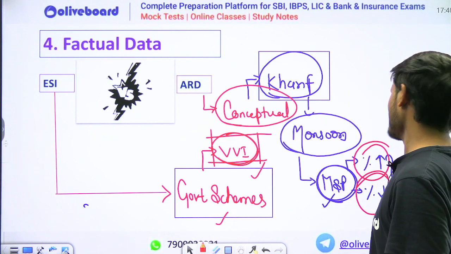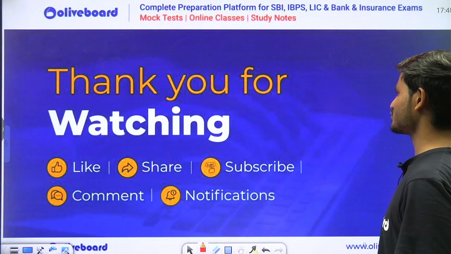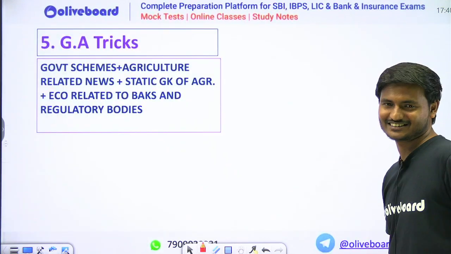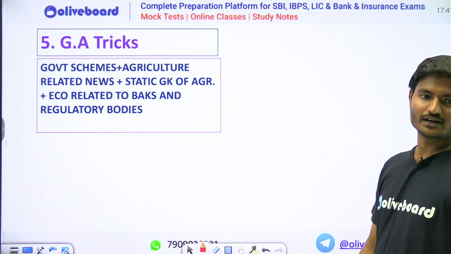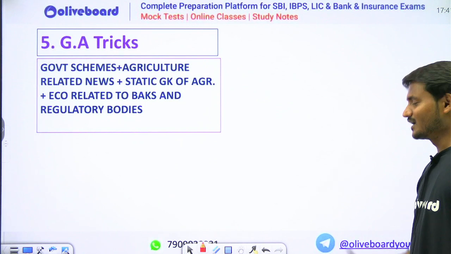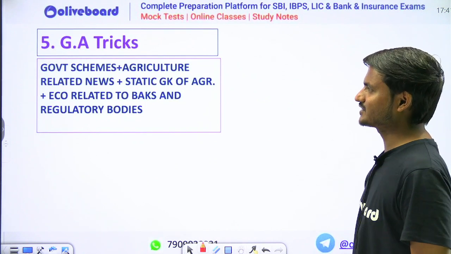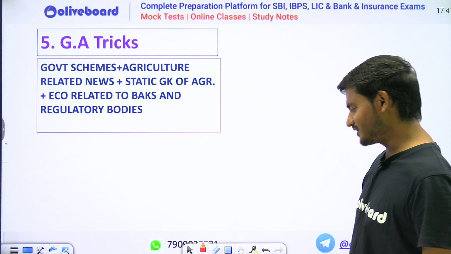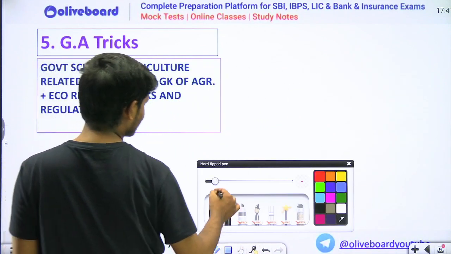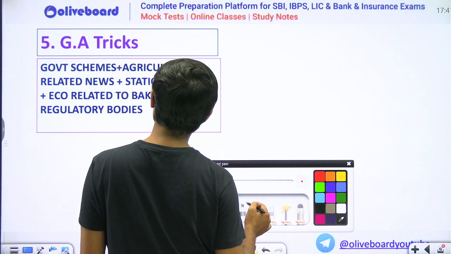Okay, now let's move forward with the last cheat code, and that is the GA cheat code. GA tricks. When it comes to GA tricks, general awareness tricks, just keep a note that when it comes to general awareness, you have to see some things.